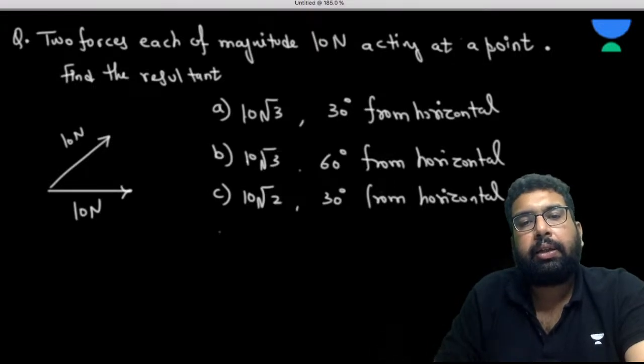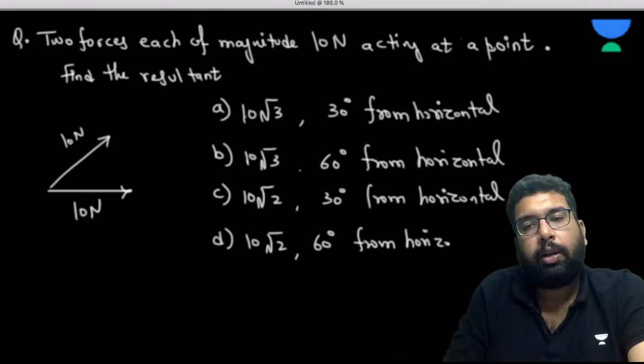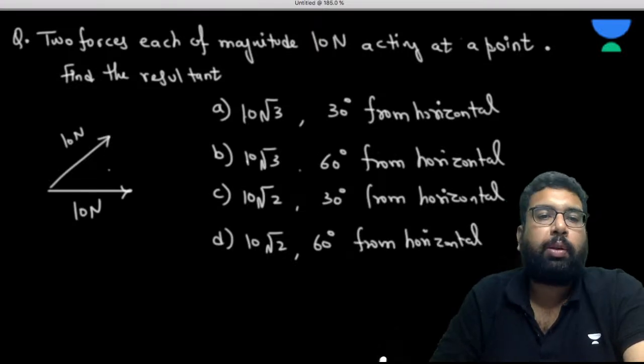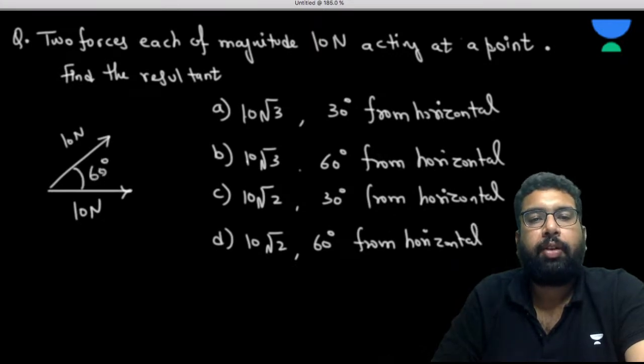Or it may be 10 root 2, 60 degree from horizontal, and the angle between the two vectors is 60 degree. Now you can try this question. Please go for it. I'm very sure we can do it.